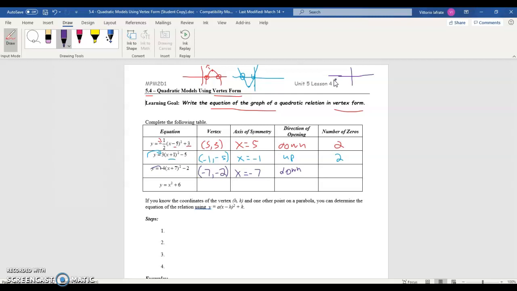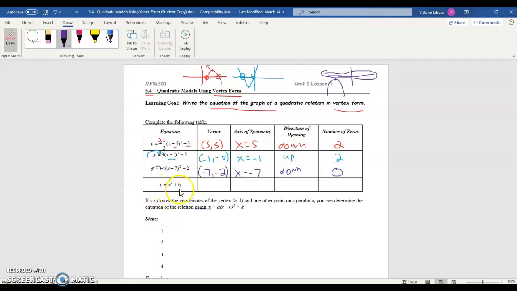This opens from the bottom. So -7, -2. It's going to open from the bottom, this way. Notice because it keeps going down, it's already below the x-axis. It's not going to cross the x-axis anymore. So there are no real zeros on the x-axis, so we can write 0 there.